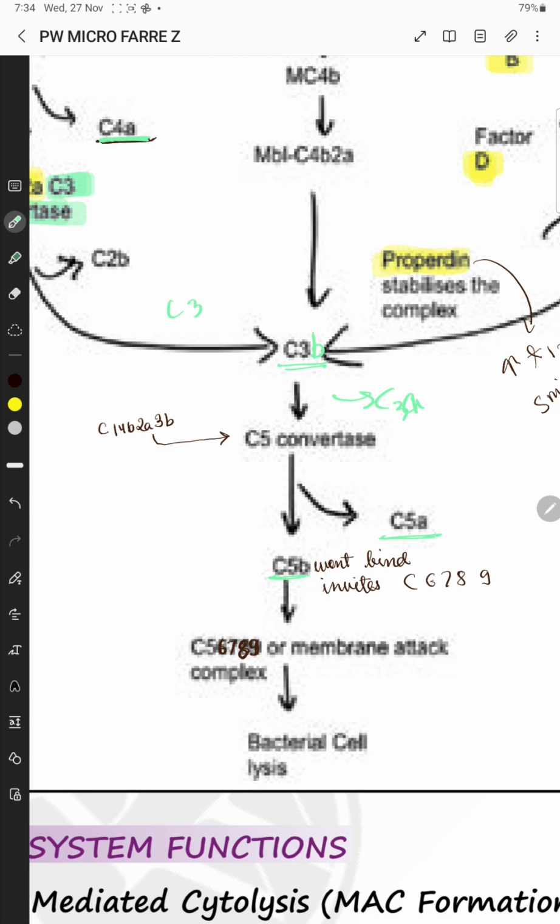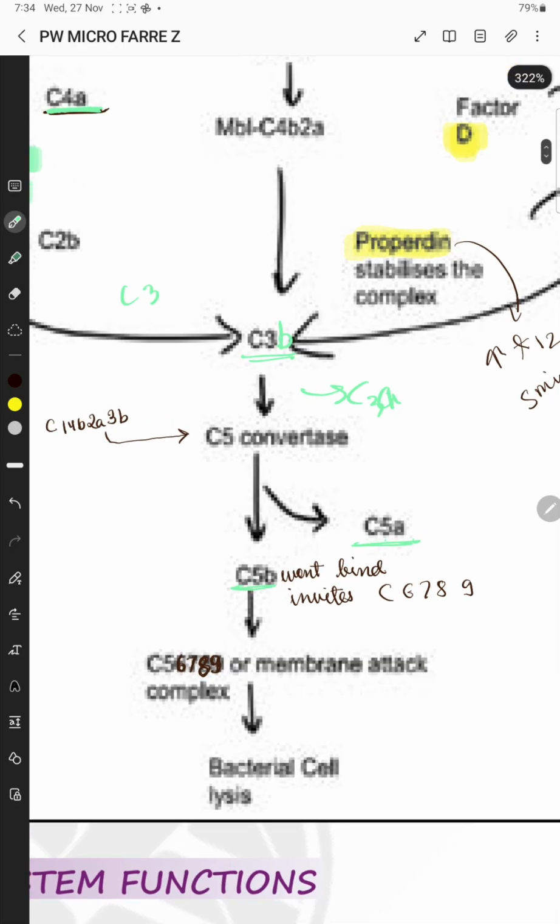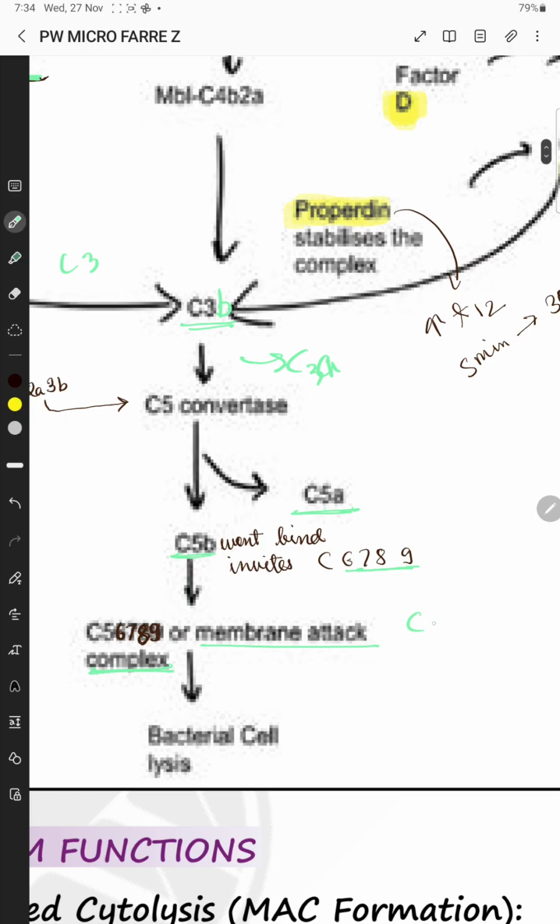The C5B part will not bind; it will invite other complement proteins like C6, 7, 8, 9, and then the membrane attack complex will be formed. Okay, C5, 6, 7, 8, 9. It will be deposited in the membrane of the microbe. The membrane will be destroyed and ultimately the bacterial cell will die.